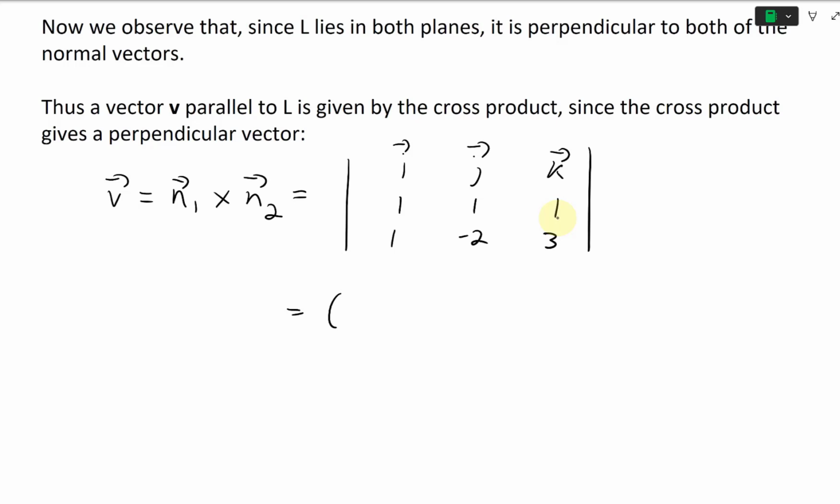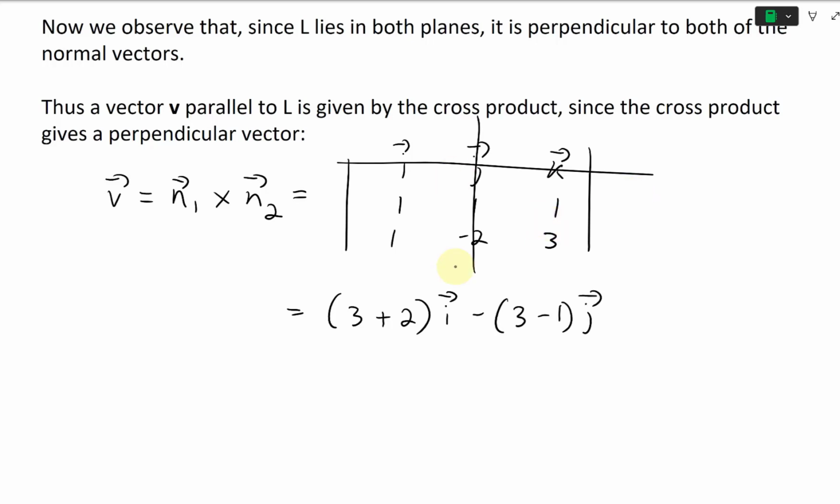This is going to be equal to, cross this out, cross this out. 1 times 1 is 3, 1 times 3 is 3. And then minus 1 times negative 2 is negative 2, but we're minusing, so it becomes plus 2. This is going to be i. And then subtract the middle one. Now we're going to have 1 times 3, which is 3, minus 1 times 1 is 1. That's j.